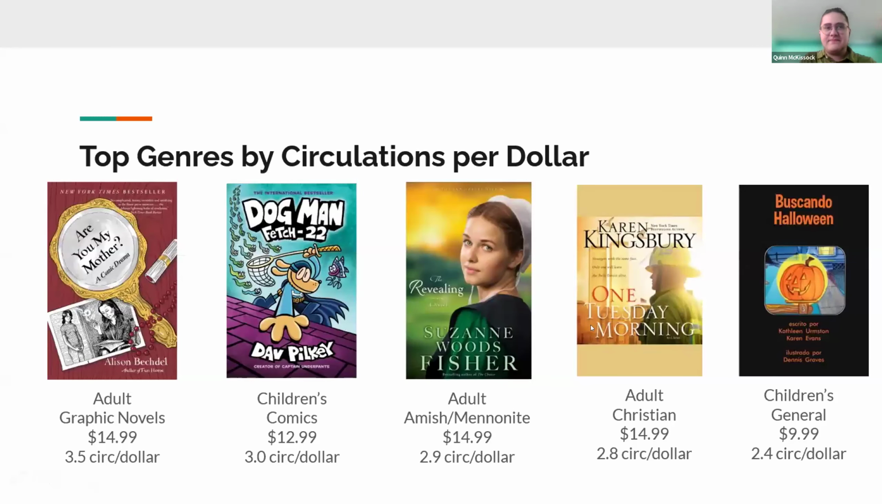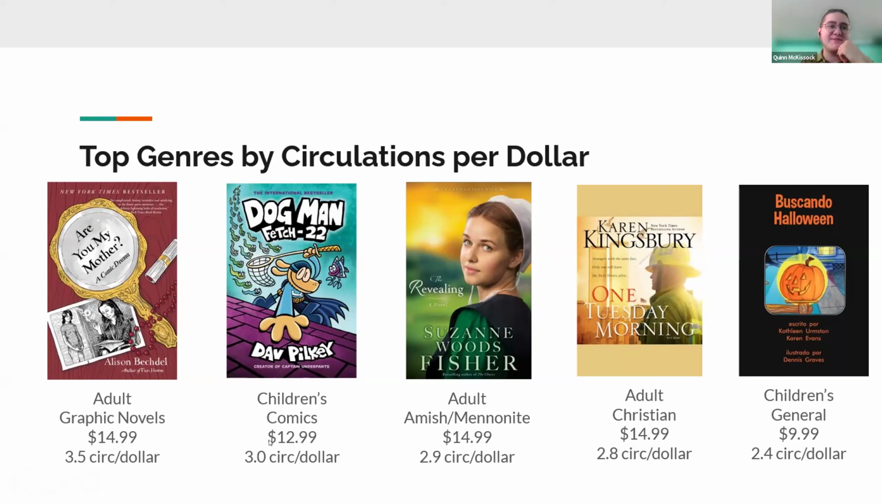And then my final breakdown that I wanted to show is our top genres by circulations per dollar, right? And again, unsurprisingly, we can see that our comics and graphic novels for adults and children are going to be sort of our best genres in terms of return on investment. And this is right there about for every dollar spent, 3.5 circulations.